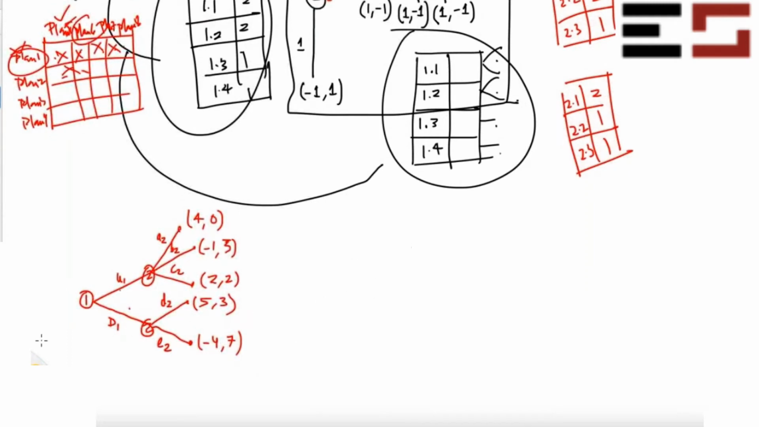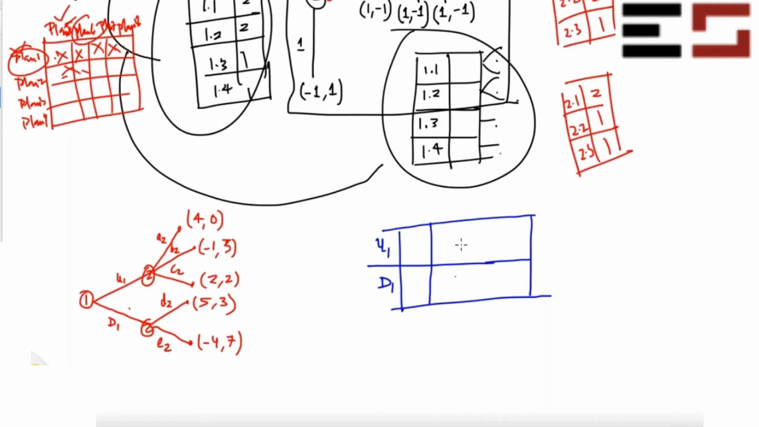So can you tell me how many plans player one has? Two plans. Very good. What are those two plans? U1 and D1. Now can you tell me how many plans player 2 has? Very good. 6 plans. Very important: 2 times 3, 1, 2, 3, 4, 5, 6. So can you tell me what are those 6 plans?